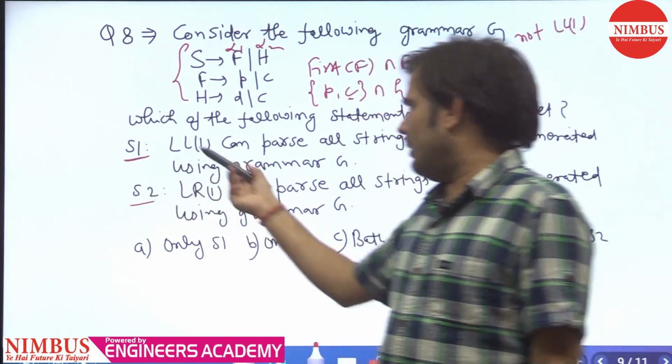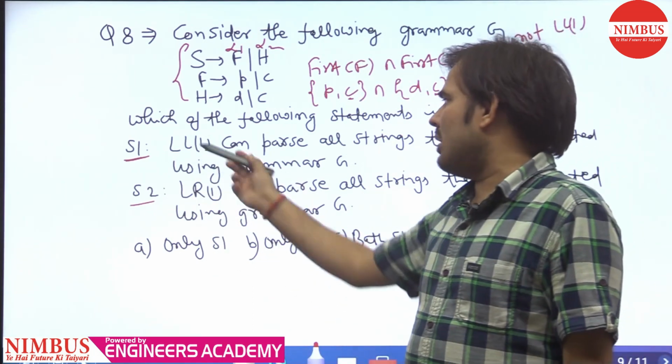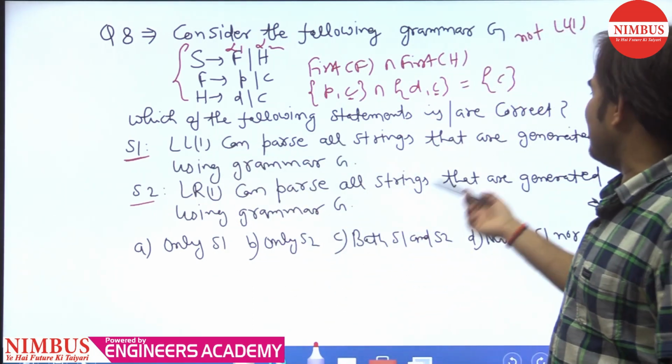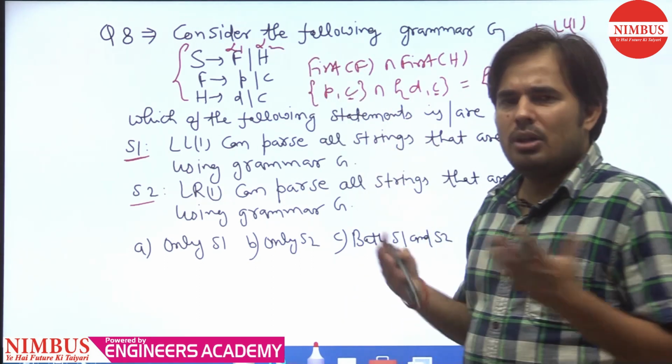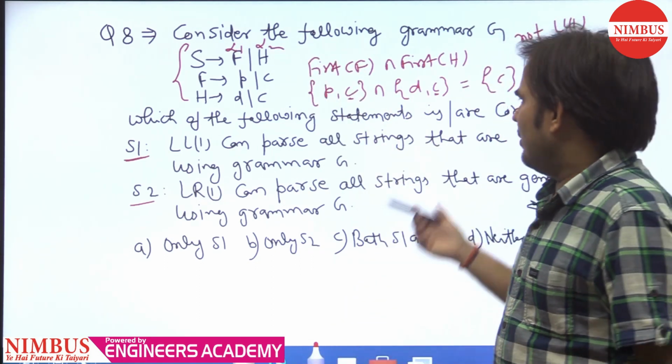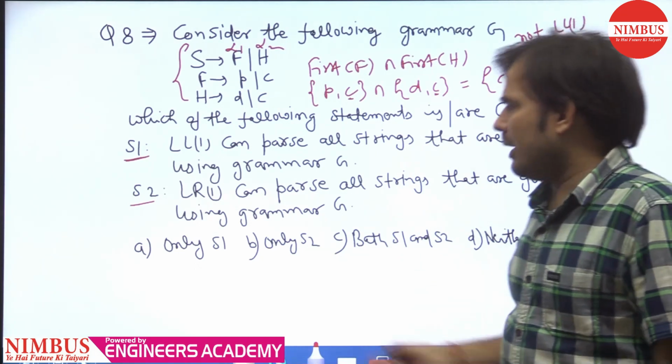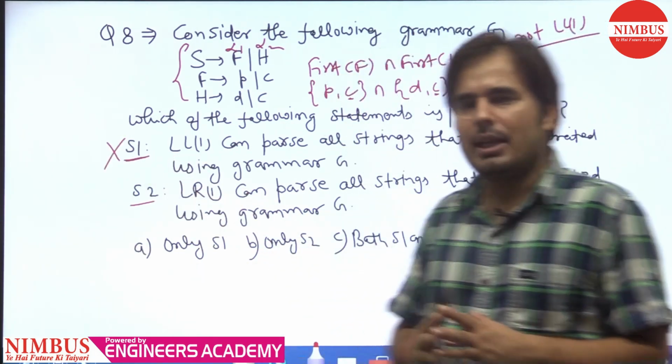So LL1 statement S1 is what? LL1 can parse all strings that are generated by using grammar G. This is the grammar. So how can it generate all strings when it is not LL1? So it is a wrong statement.